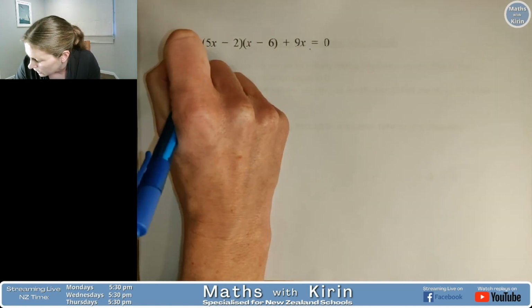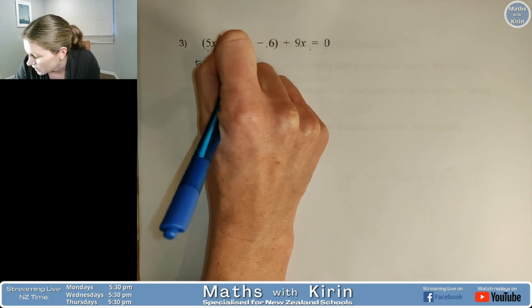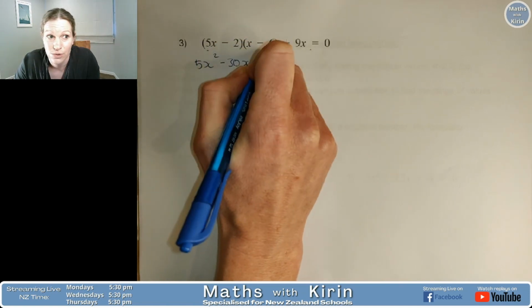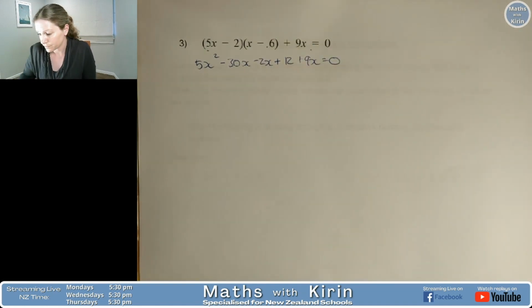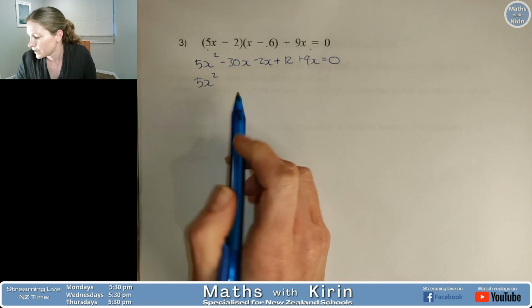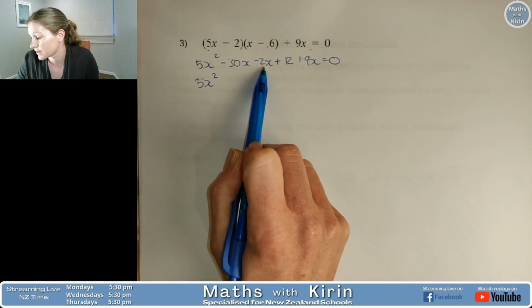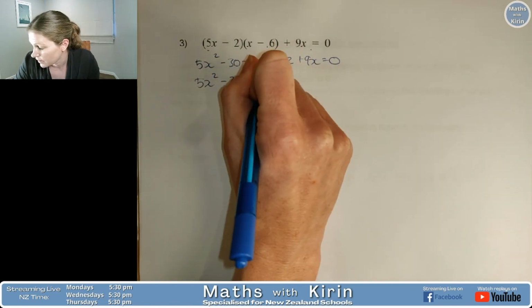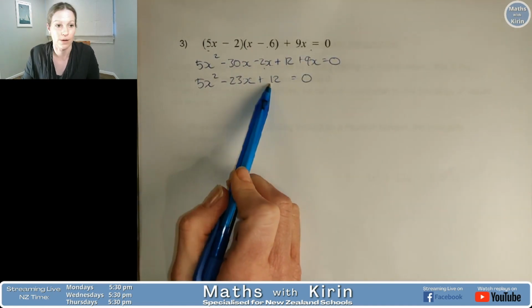So when we expand, we get 5x squared. 5x times negative 6 is negative 30x, minus 2x, plus 12, because it's negative 2 times negative 6, plus 9x is equal to 0. 5x squared has no like term, so that stays as it is. Negative 30x minus 2x is negative 32x, plus 9x is negative 23x, plus 12 equals 0. Okay, so now we have our quadratic.